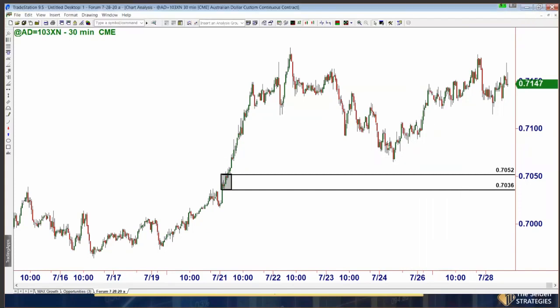So it's nice, you want to get below that pivot right there. Let's keep going.